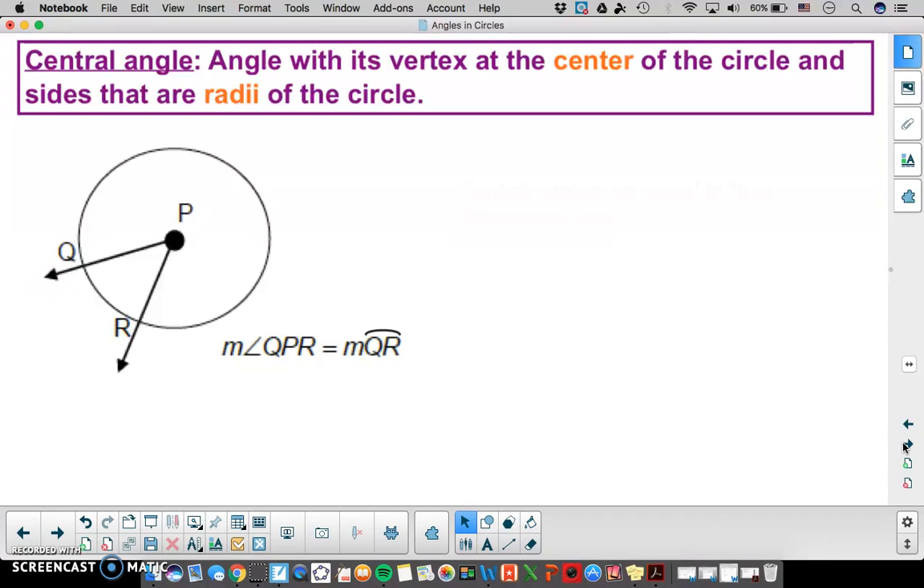First, we're going to talk about central angles. This is an angle with its vertex at the center, and the sides are radii of the circle. So P is the vertex of this angle. It's also the center of this circle. And RP and QP are both radii of this circle. Now, the relationship that a central angle has is that central angles are equal to their intercepted arcs. So whatever that arc is, that central angle is going to be equal to it, and vice versa.